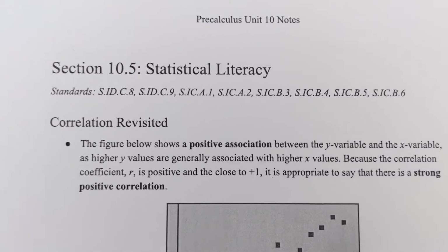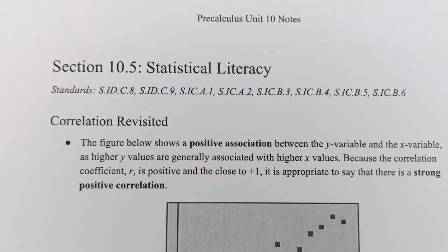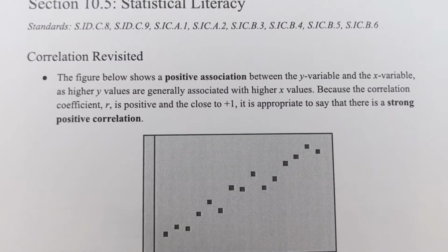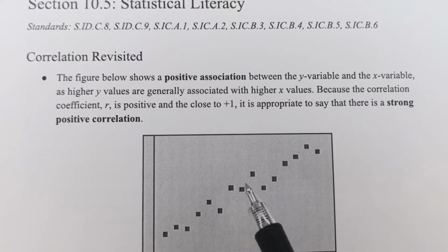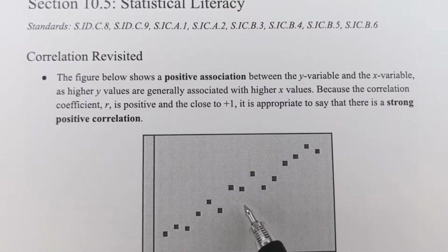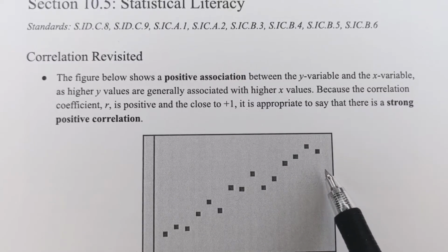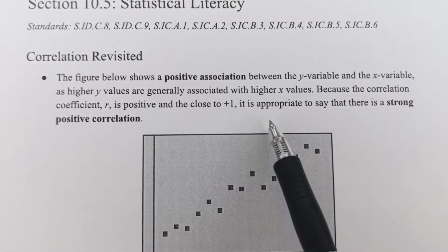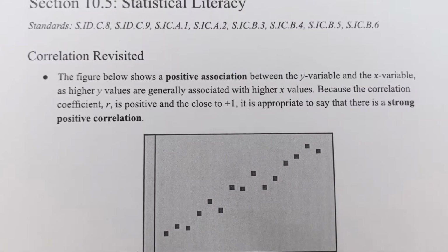All right, you got the notes for section 10.5, which deals with statistical literacy. So just some reminders about correlation. The graph below shows a positive association between the y variable and the x variable, as higher y values are generally associated with higher x values. Because the correlation coefficient r is positive and close to 1, it's appropriate to say there's a strong positive correlation.